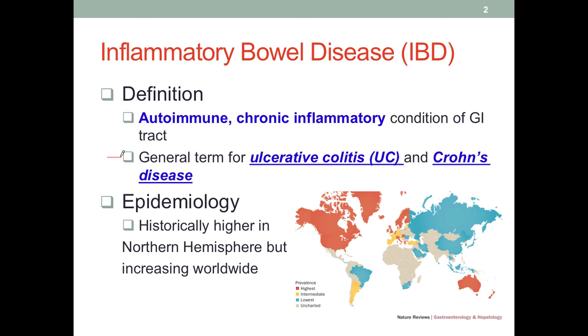Historically, IBD has had a higher incidence in the Northern Hemisphere, but in recent years, data indicates that the incidence of the disease is increasing globally. Here in this figure, we see the red has the highest incidence, yellow intermediate, blue lowest, and gray uncharted, and this is from data collected in 2015.